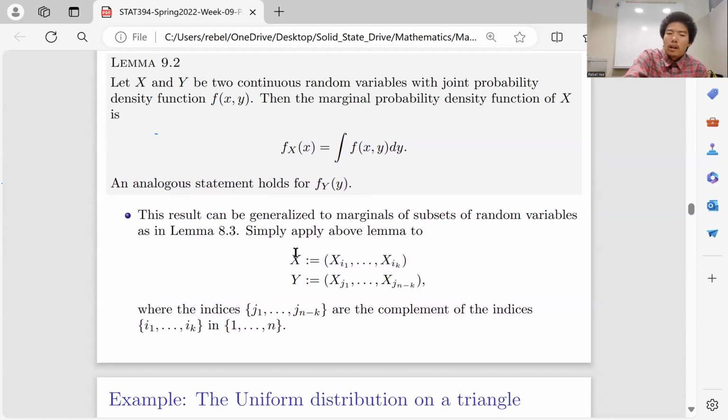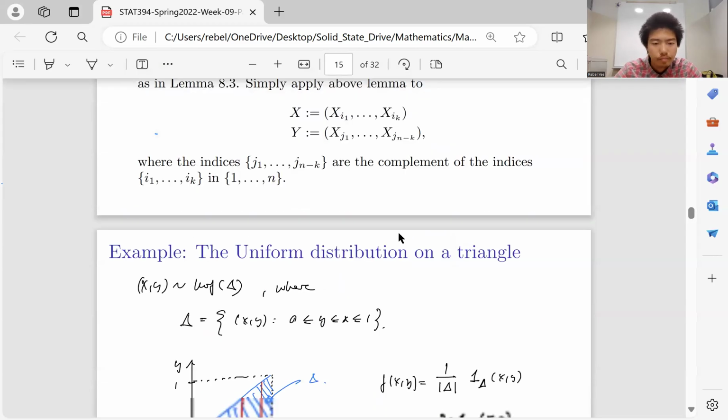So for example, if X now is not one random variable, but k random variables, and Y is n minus k random variables, which sum up to n variables together. Suppose we meet a problem where we want to find the marginal density of the k X variables altogether. Then we just do the integration over y_1 to y_{n-k}. We just replace the dy here with all of those random variables, and we can figure that out. Okay.